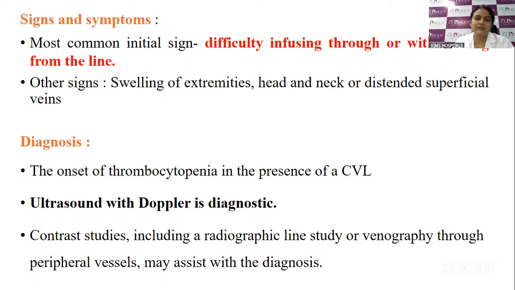The clinical features in those who present with catheter-related thrombosis involve difficulty in infusing through or withdrawing from the line, and other signs include swelling of the extremities, head and neck, or distended vessels or veins. Here, the diagnosis is usually confirmed by ultrasound with Doppler, and the other studies include radiography, line study, or venography through peripheral vessels. And there is also thrombocytopenia, usually present in neonates with central venous lines.